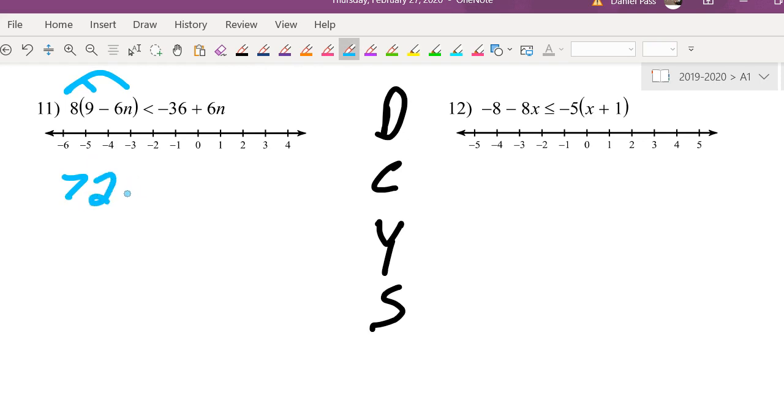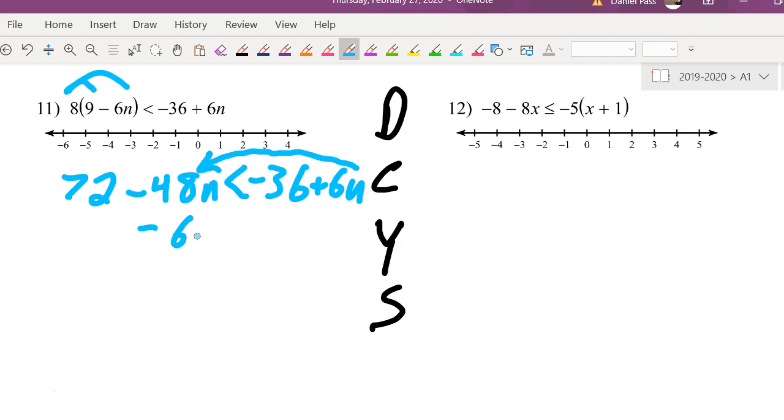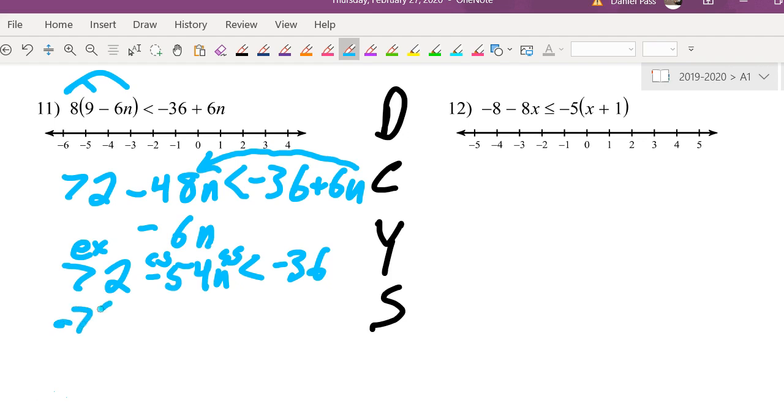minus, anybody? 42. Okay, there we go. Now what? Combine like terms. But there isn't any combined like terms. So what do we do? Get out of my yard. Change the sign. Okay, 72 minus 54n. And then we still have negative 36. Superstar, costar, extra. So we get rid of that extra.